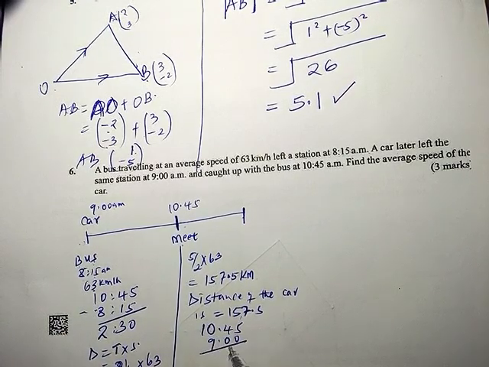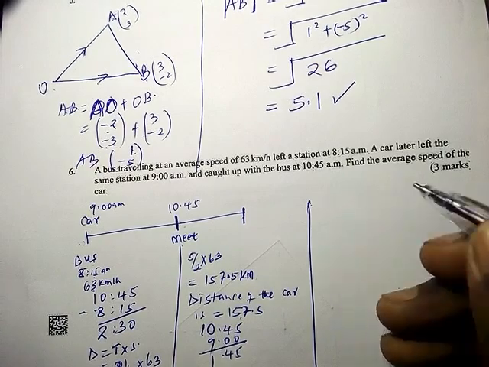So we can know the time it took to catch up with it. So it will be 45, it will be 1. So it took 1 hour 45 minutes to catch up with the other, so we can get the speed then.